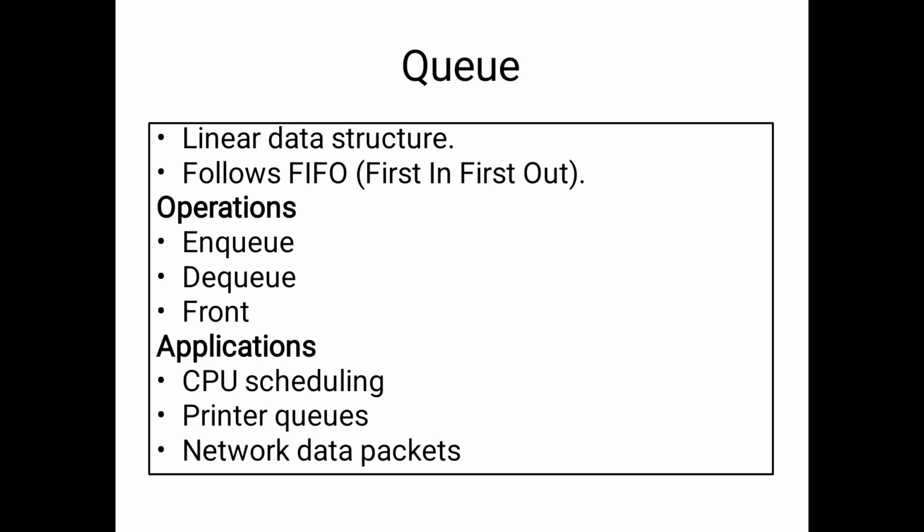A queue is also a linear data structure. It follows first in, first out. It's like a queue of people: the first person who comes in goes out first. The operations in a queue are enqueue and dequeue. If a person leaves the queue, it is called dequeue. If a person joins the queue, it is called enqueue. The applications are CPU scheduling, printer queues, and network data packets.